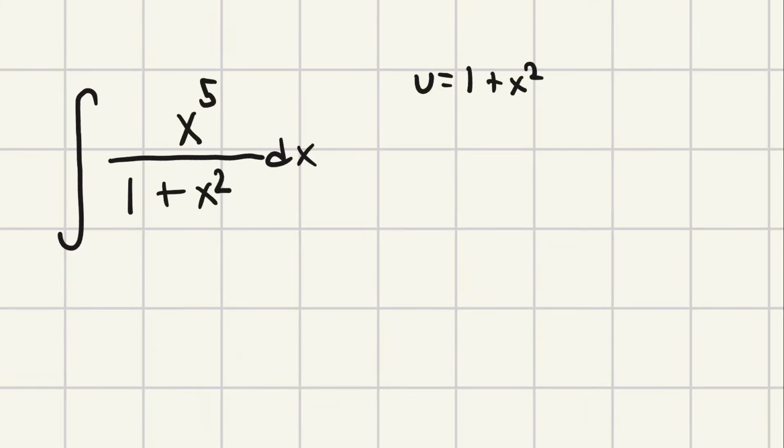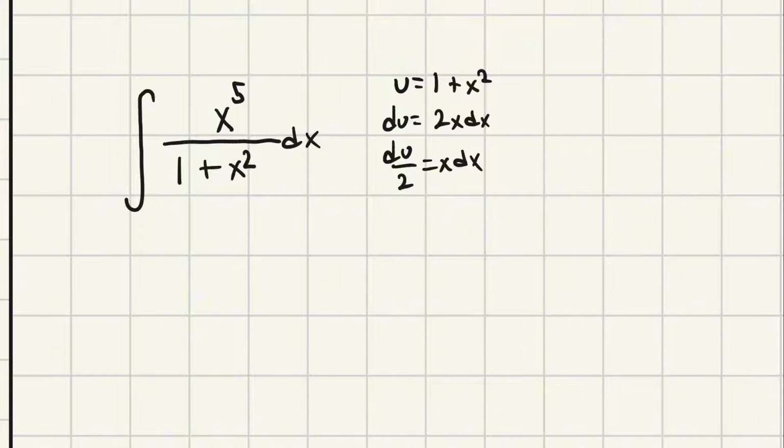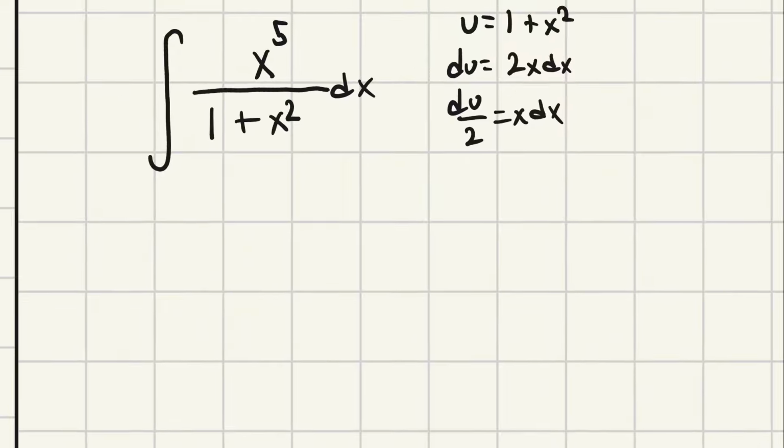Right? And now let's find our du. And then furthermore, divide by 2 on both sides. And now, to make it clear, the reason why we chose our u to be 1 plus x squared is so we can rewrite our numerator in terms of u. How in the world would we do that?